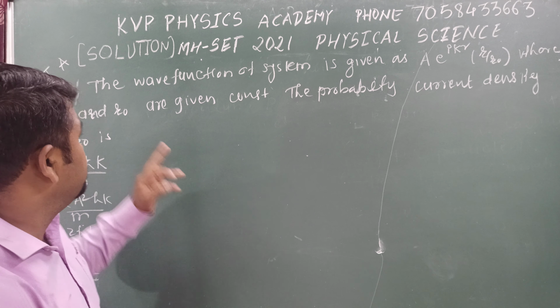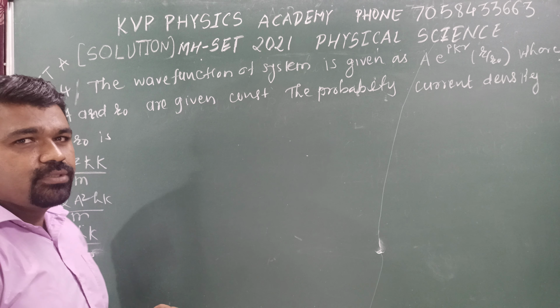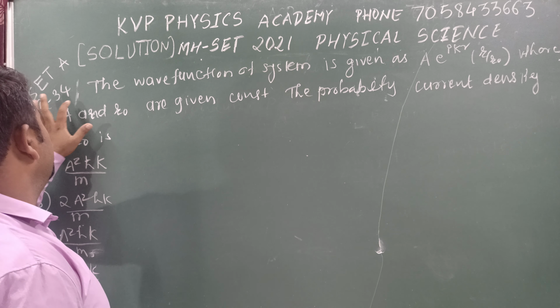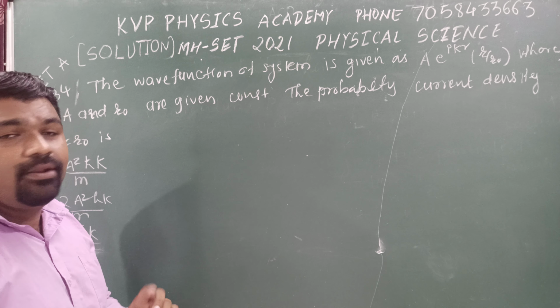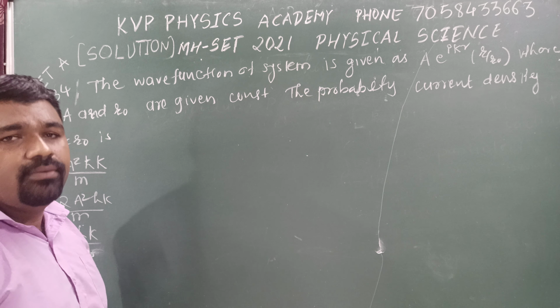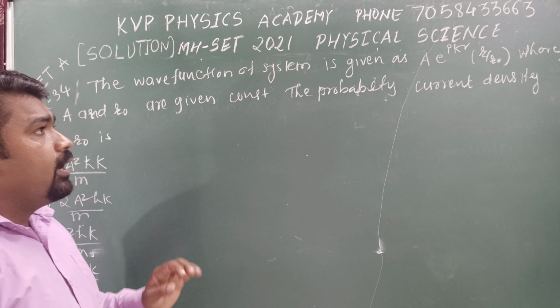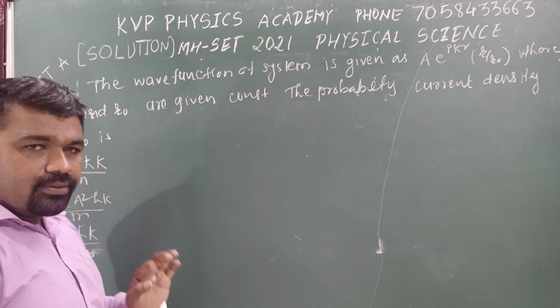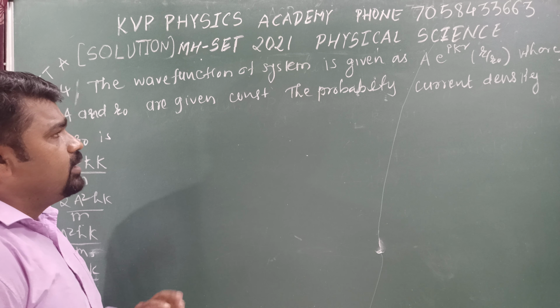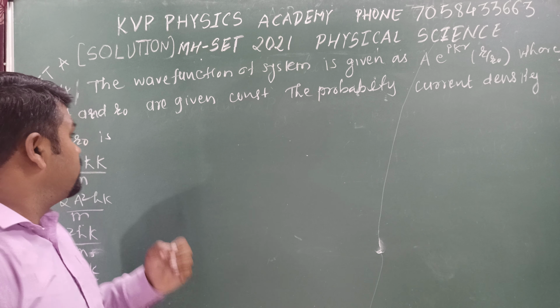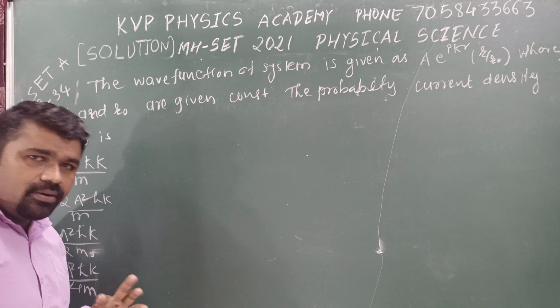Now we are going to study quantum mechanics. This one is the first question of quantum mechanics. Question number 34, set number 8. The wave function of a system is given by ψ = A e^(ikr) · r/r₀, where A and r₀ are given constants. The probability current density at r = r₀ is equal to how much?